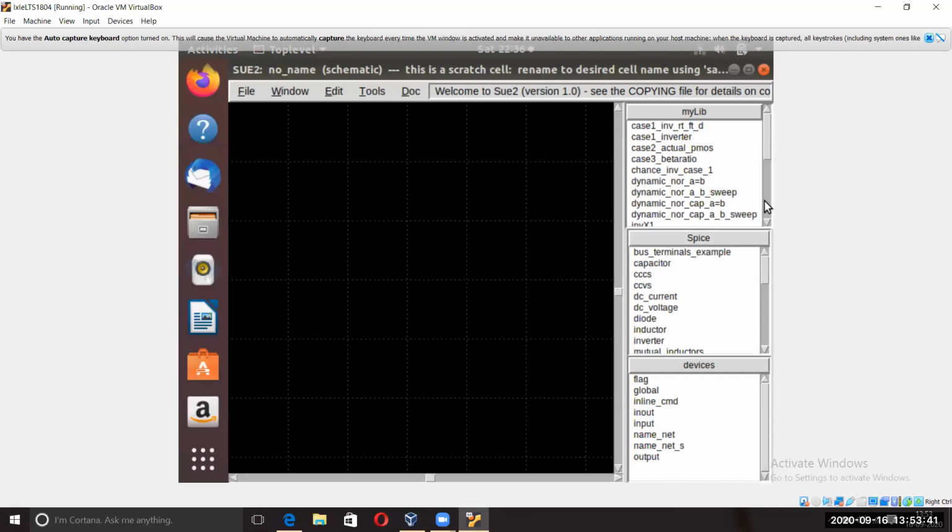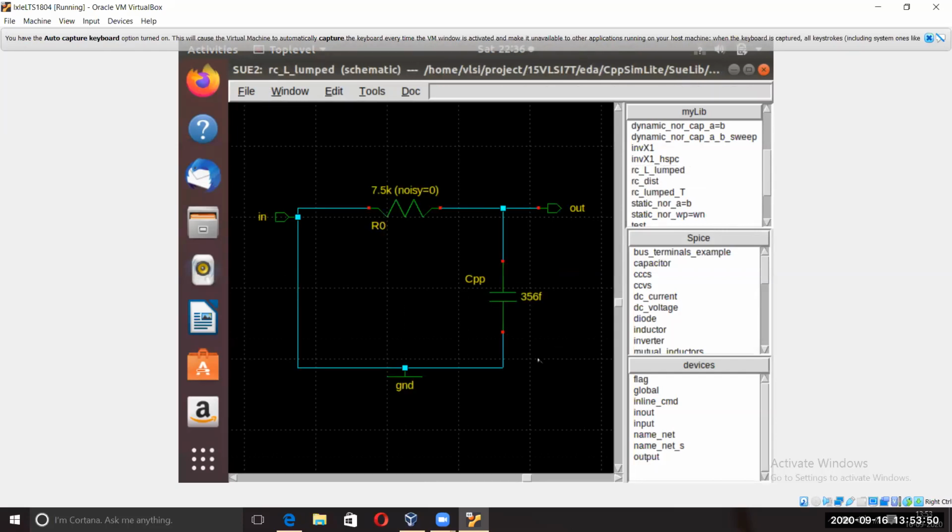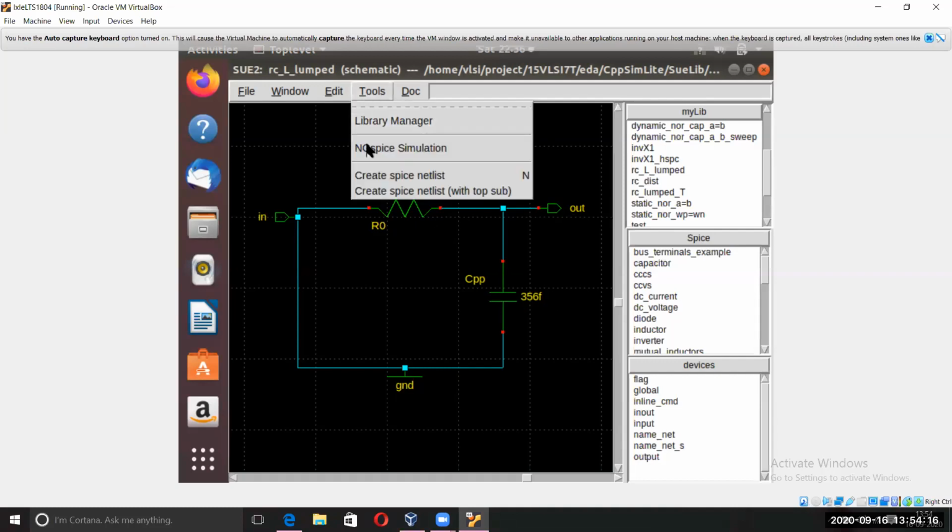Okay, so I've opened the Sutu here. This is my RC network for the lumped model. CP we have already calculated, 356 femto. Here the resistor value is 7.5 kilo. Noise is 0. We are not using any disturbance, so you have to keep noise 0. Then connect the input node, output node, and ground. Save it and go to the ngSpice simulation.